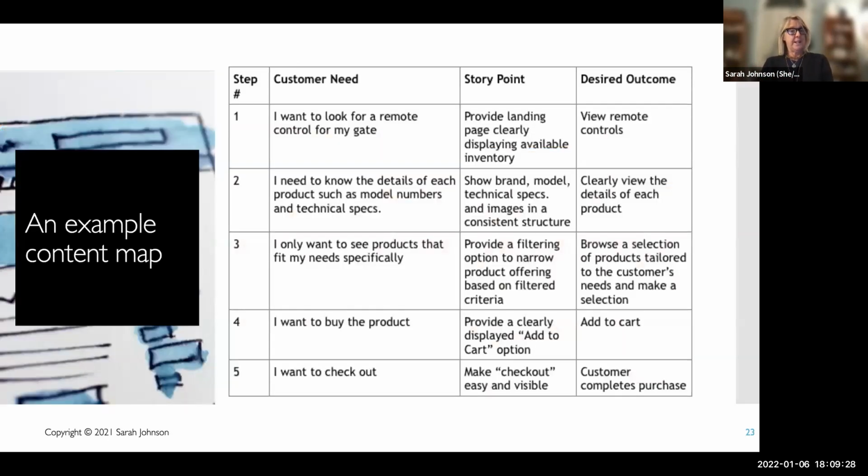And the real exercise was on the Gates and Fences website. I'll let you folks read through this. You don't need to hear me. But you might notice how it brings out some interesting points. And it creates a little map for a customer journey, a customer experience.